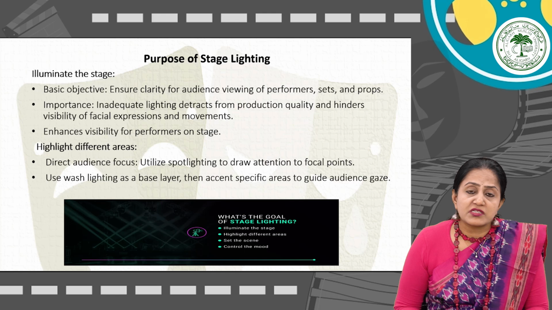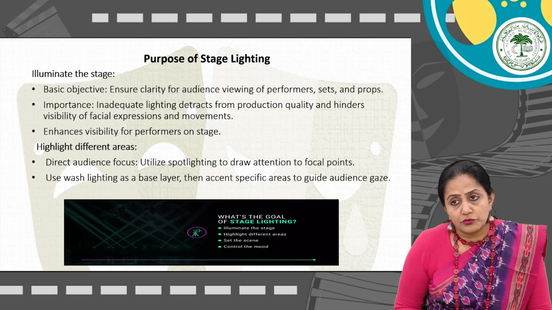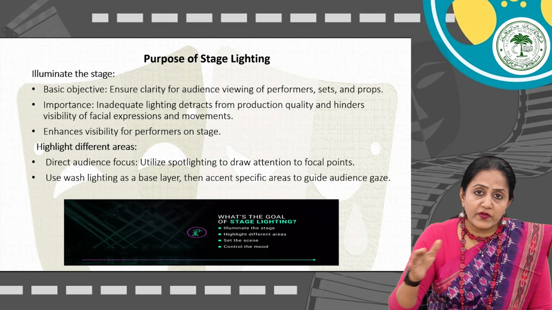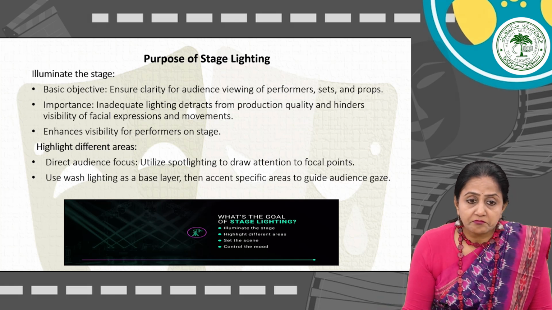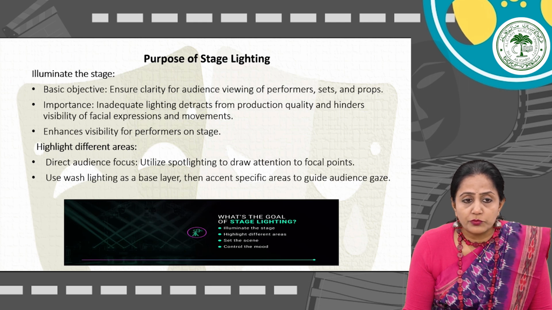But in the proscenium style of performance culture, light has a very significant role to play. It becomes crucial for creating this impact of where is the audience and where is the performance. So it highlights the different areas. So what is the goal of stage lighting? It illuminates the stage, it highlights the different areas, it sets the scene, and it also controls the mood.